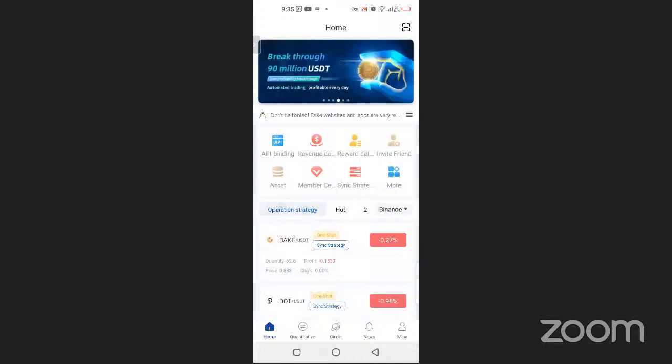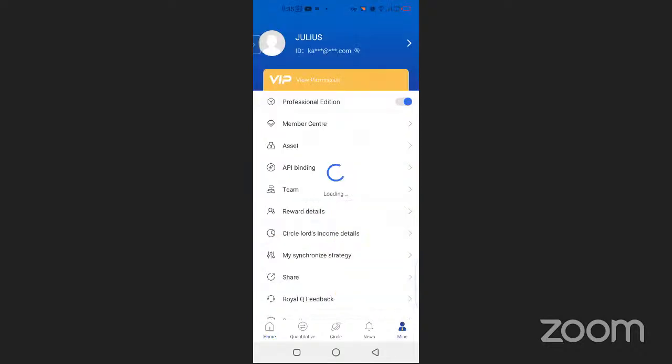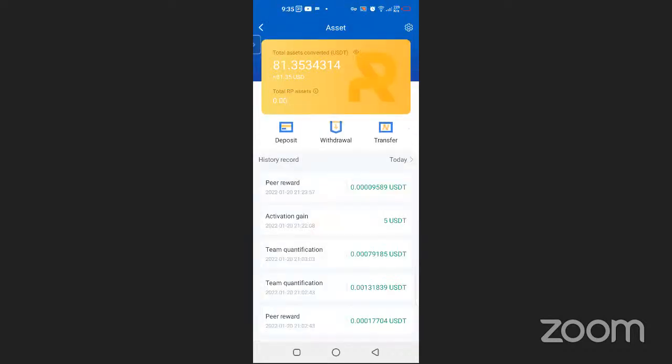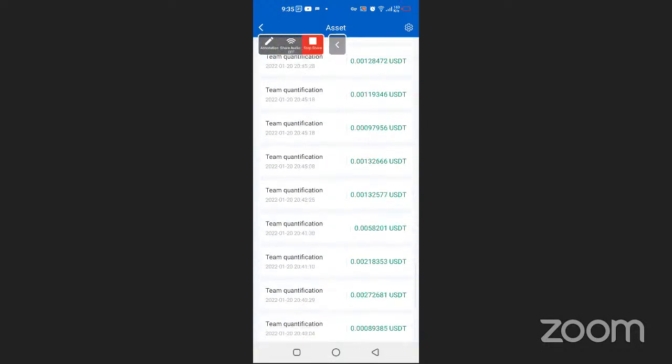But as Julius is trading, also Peter wants to trade. That's why Royalq introduces, ladies and gentlemen, what we call the member center. That if you could go, ladies and gentlemen, as others will be making profit, you can get paid. As others are earning, you can get paid every little second.